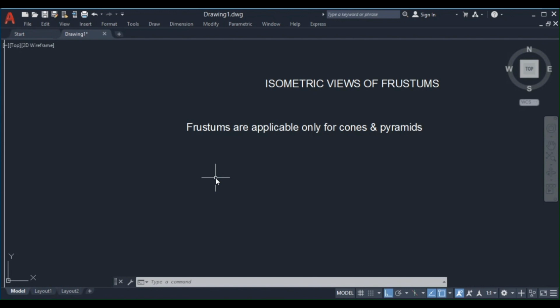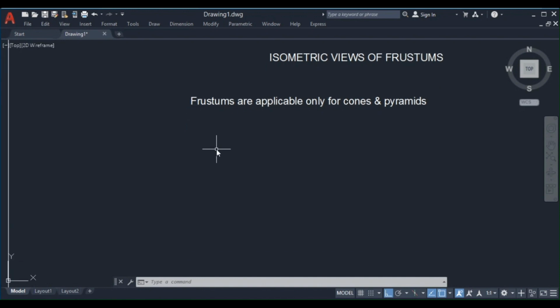Full stop. The frustum is going to rest with its base on HP.